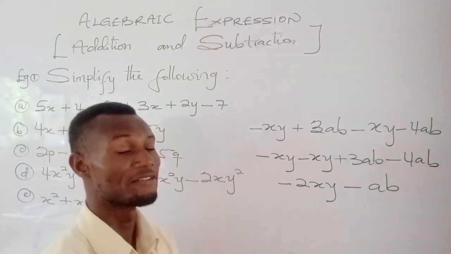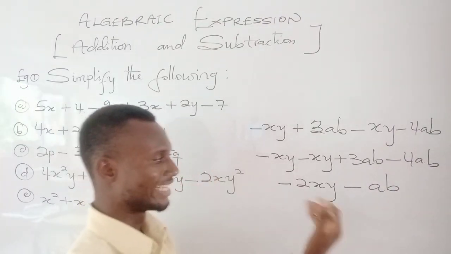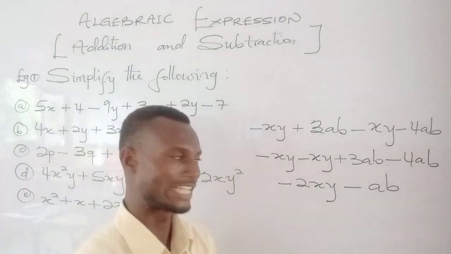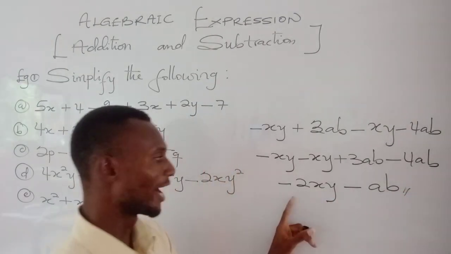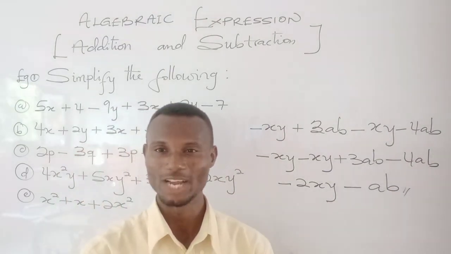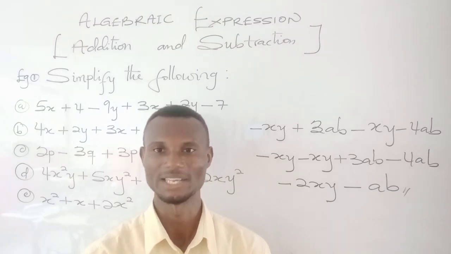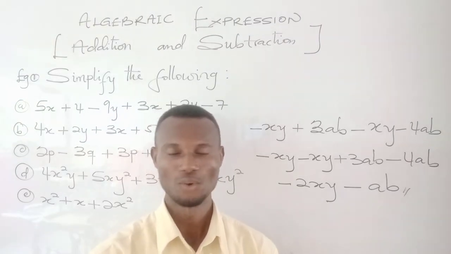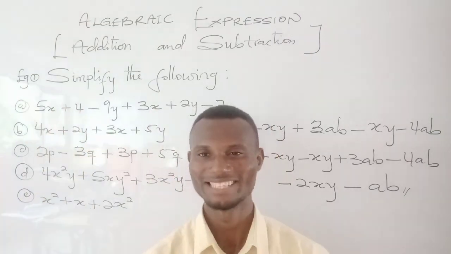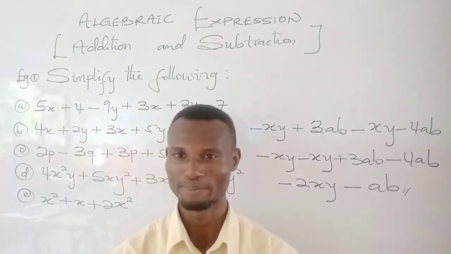So this becomes our final answer that we cannot simplify further because they are not like terms. This is sy, this is ab. They are not like terms. So this is our final answer: minus 2sy minus ab. I hope the explanation is clear enough up to this point. Now with this understanding, we can proceed and handle the examples that I have on the board. So let's do the examples together.